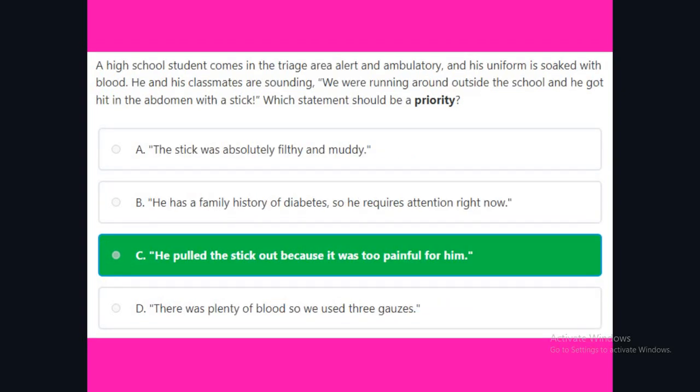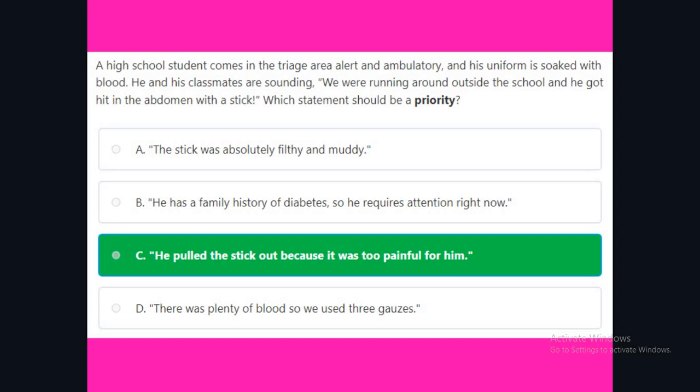A high school student comes in to the triage area alert and ambulatory, and his uniform is soaked with blood. He and his classmate are saying, we were running around outside the school and he got hit in the abdomen with a stick. Which statement should be a priority?